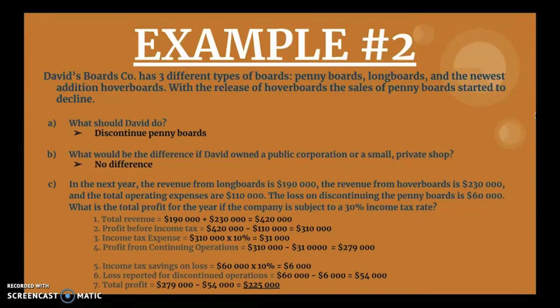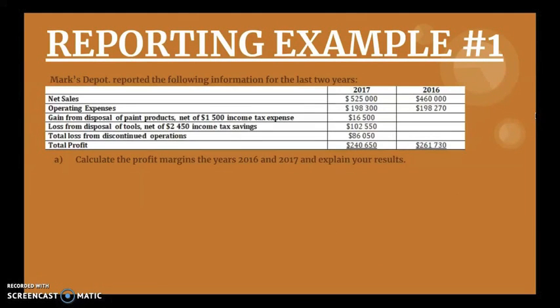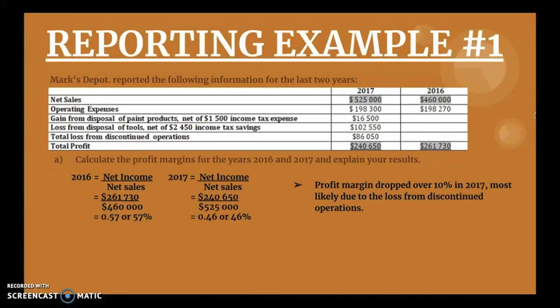If we allocate our income tax expense to continuing operations first and then discontinued operations, we get a final profit of $225,000. And moving on to reporting examples, let's assume that Mark's Depot reported the following information for the last 2 years. Part A asks us to calculate profit margin for both years. If we apply the profit margin formula, then we get a profit margin of 57% for 2016 and 46% for 2017. As you can see, profit margin dropped over 10% in 2017.